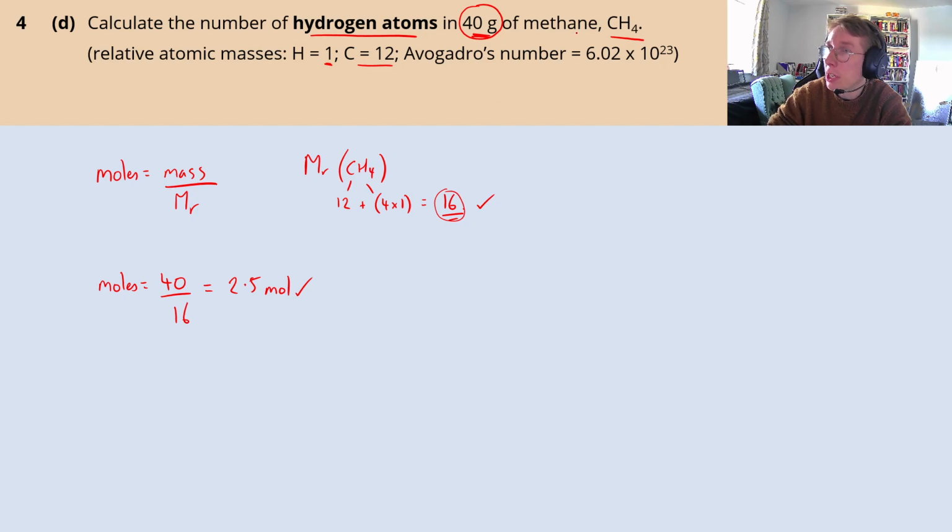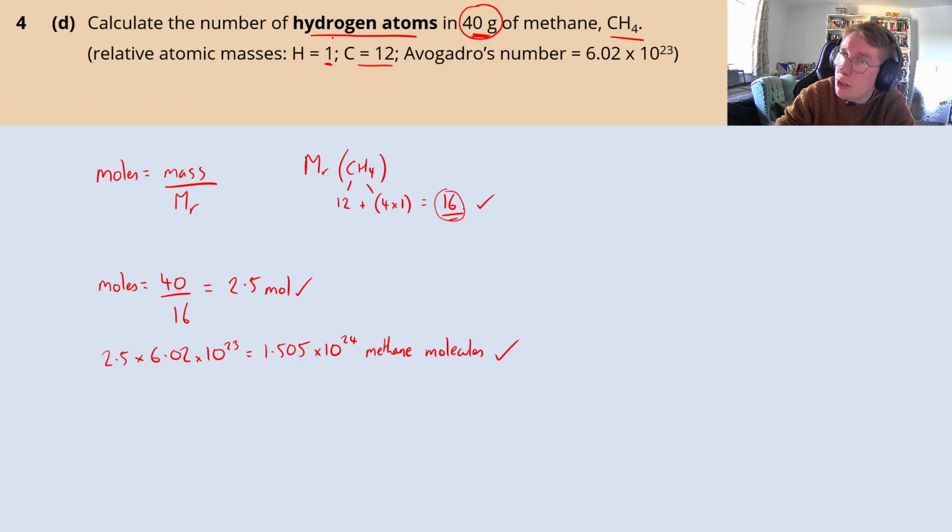So we're looking at methane molecules. So if we do 2.5 times the Avogadro's number, that will tell us the number of molecules of methane that we have, and if you do that, you get an answer of 1.505 times 10 to the power of 24 methane molecules. But once again, that is not what the question has asked. This will get us the third mark. We're interested in the hydrogen atoms.